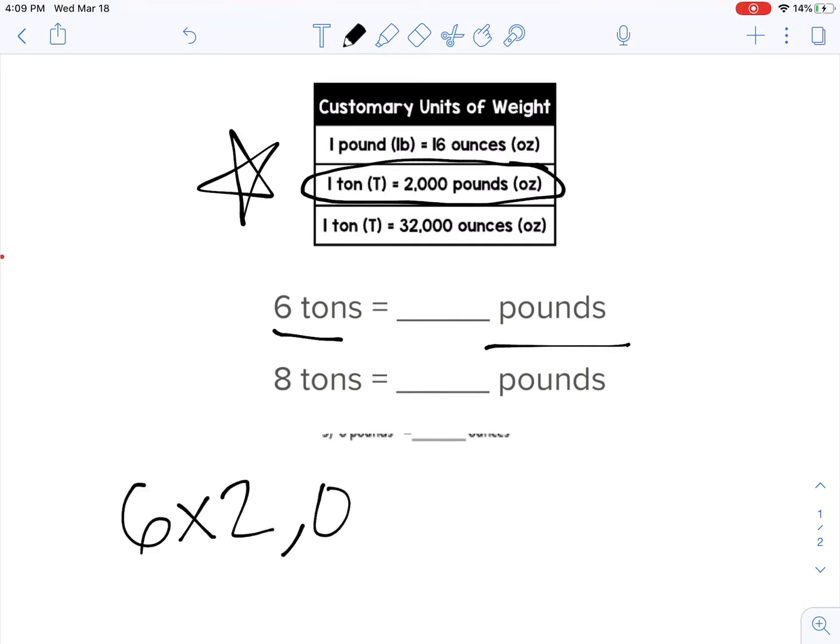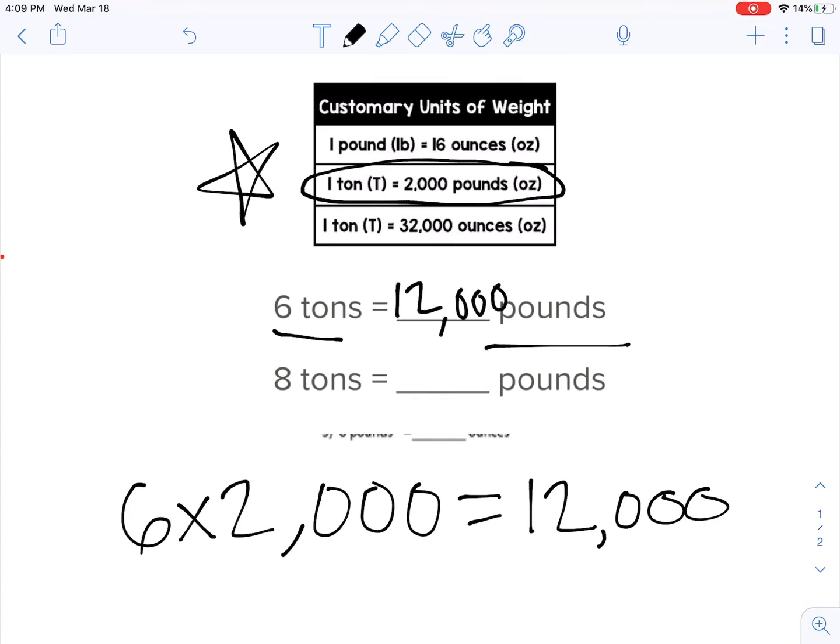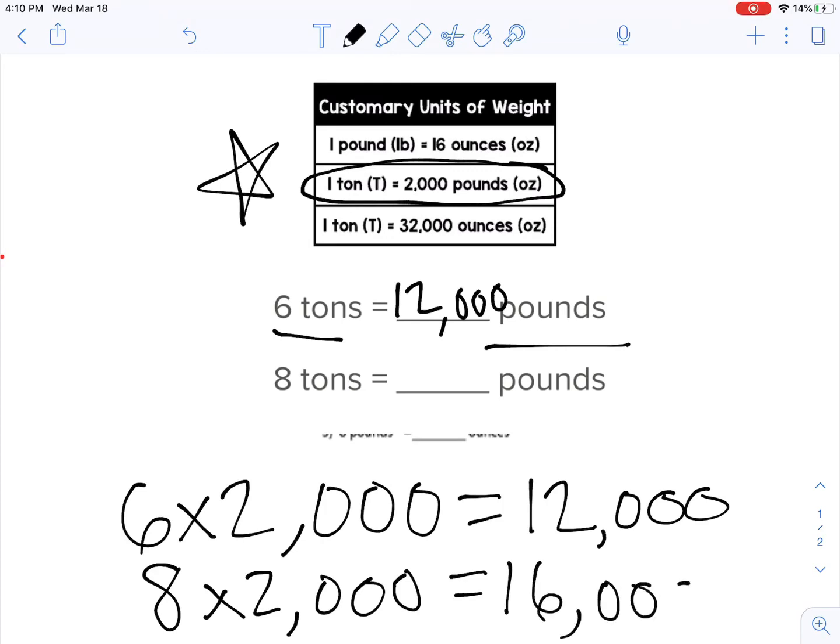So you have 6 times 2,000. And this is a great time to use our zeros rule. We cover up the zeros. 6 times 2 is 12, and then append the zeros. So our answer for this one is 12,000. And our next one, same thing, working from tons to pounds. So once again, you take your 8, you're going to multiply it by your 2,000. Do the zeros rule. 8 times 2 is 16. Append the zeros. So your answer here is 16,000 pounds.